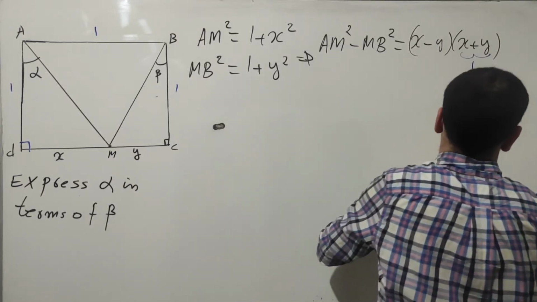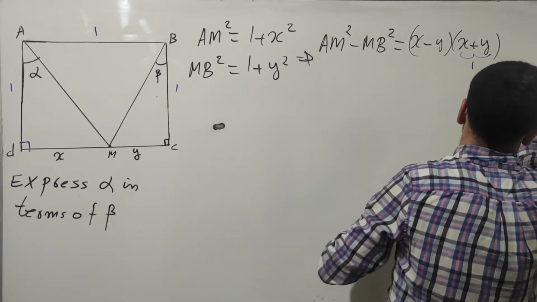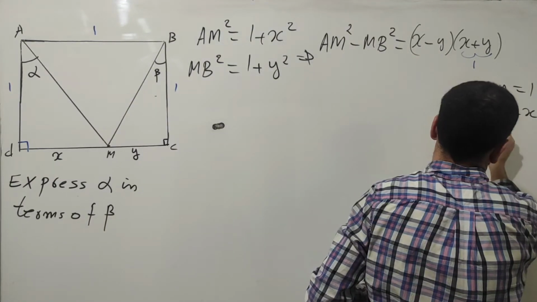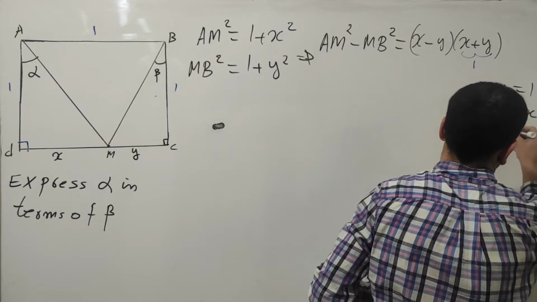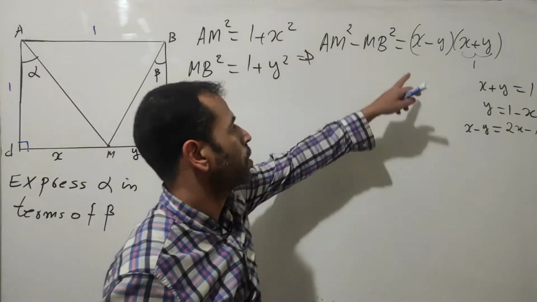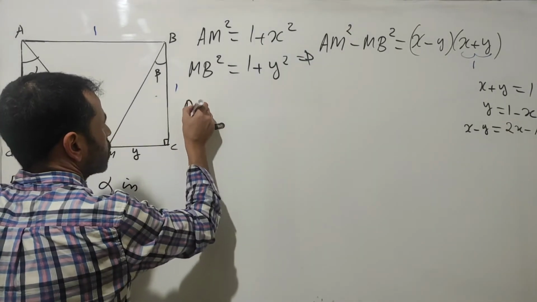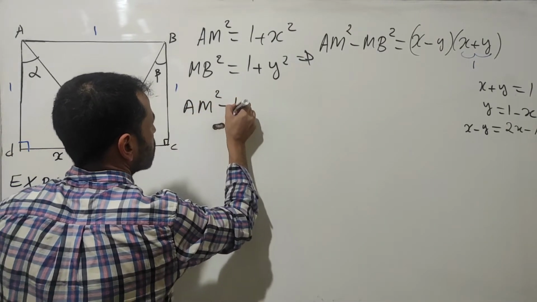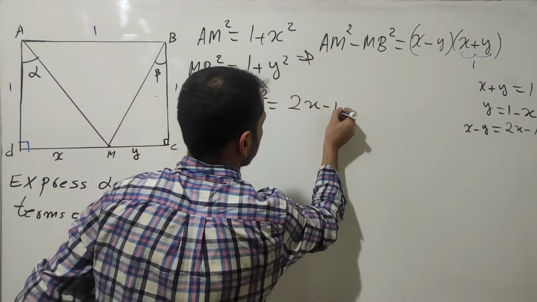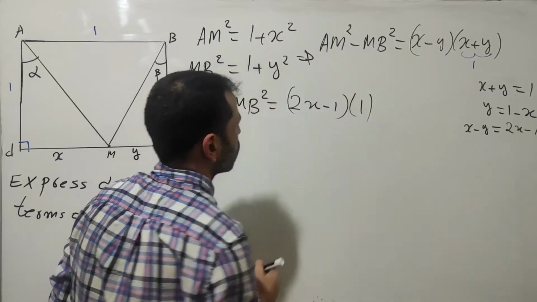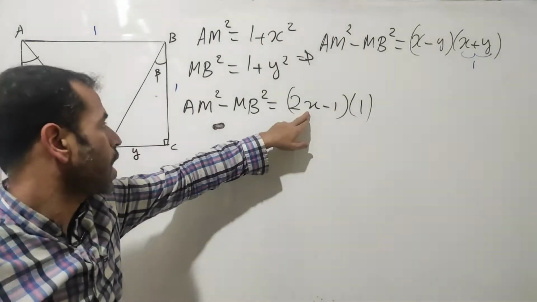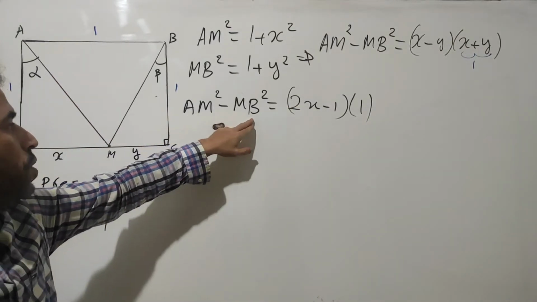Since x plus y equals 1, I calculate x minus y, which equals 2x minus 1. Taking this value of x minus y and replacing it here, I get AM squared minus MB squared, which equals (2x minus 1) multiplied by 1. Notice we are going to find x, AM and MB.